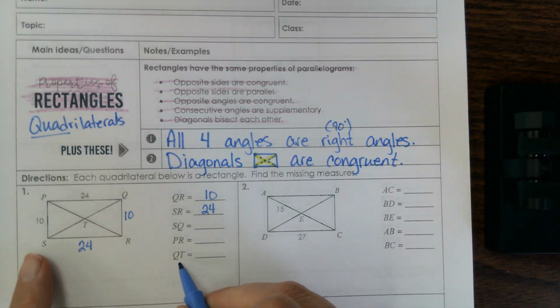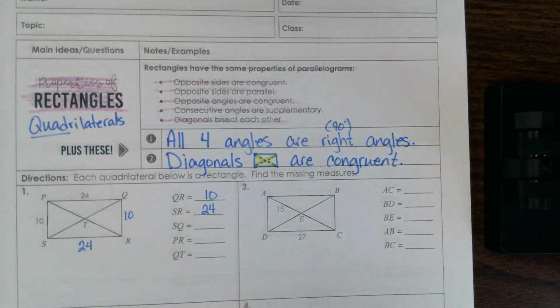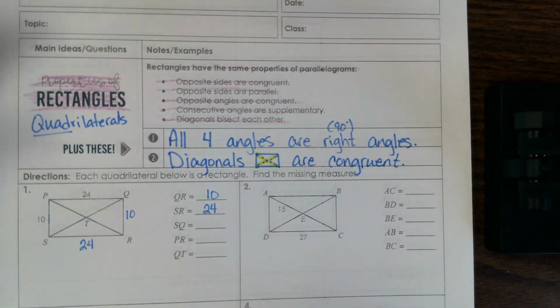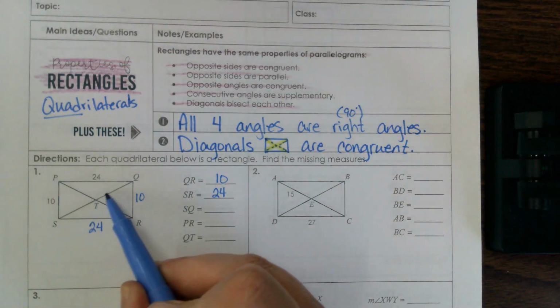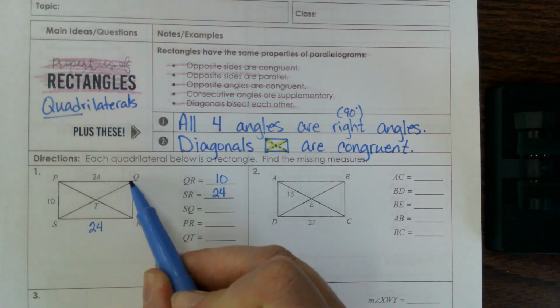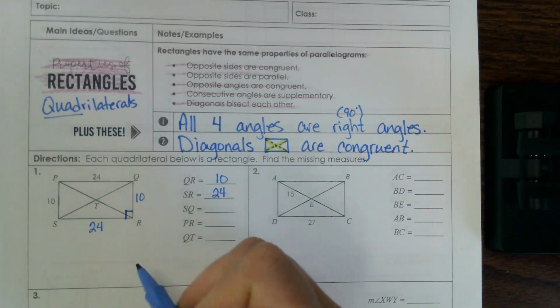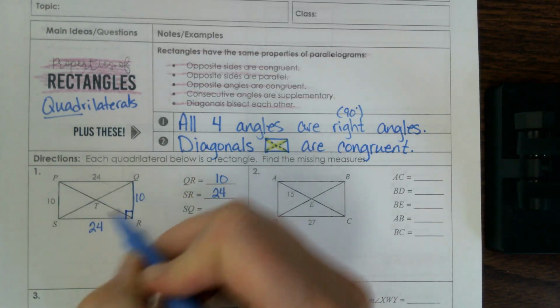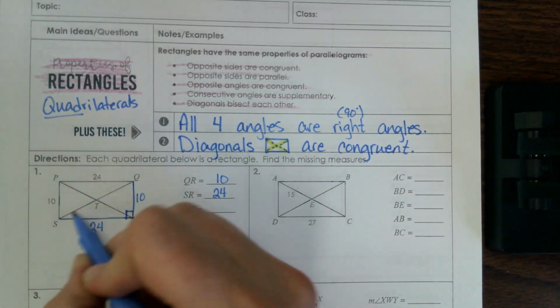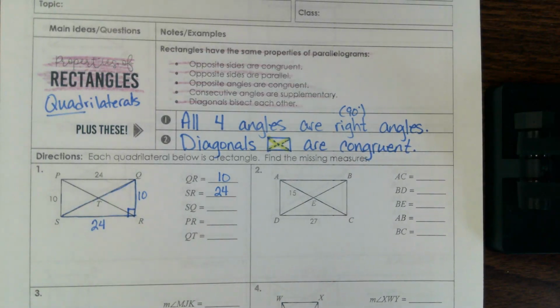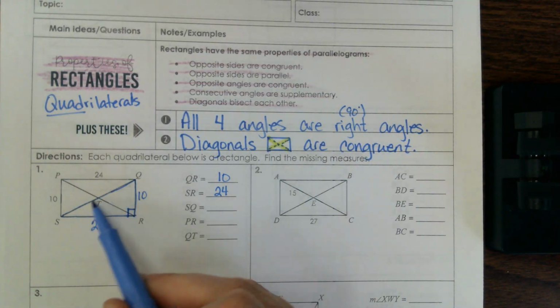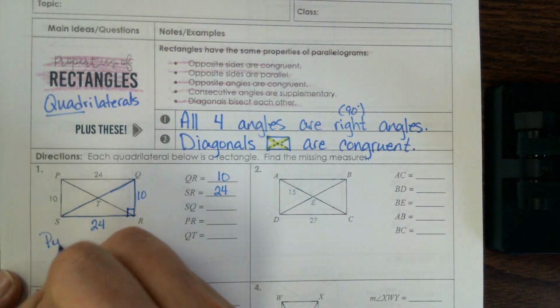PR is a diagonal, and QT is a diagonal. So we're going to have to do a little bit more work to figure out those diagonals, but it's not too bad. So our diagonals, you'll see, go across through the center, okay? And we do know that these form 90-degree angles. So if we have a 90-degree angle, and we're cutting this in half, you'll notice we have a right triangle. And to find a missing side of a right triangle, we use Pythagorean theorem.